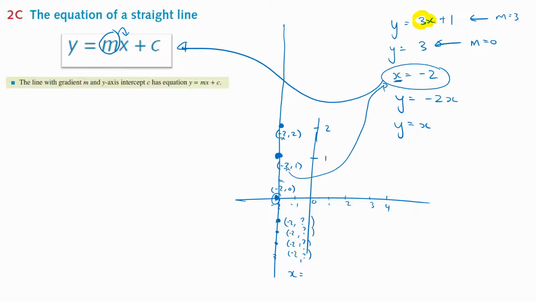Sorry, I'm just writing out the coordinates. x equals -2. See, this is the rule. The rule says x will always be -2. So that's why you know the coordinates, x is always -2. And that ends up giving you a straight line that is vertical where x is -2.